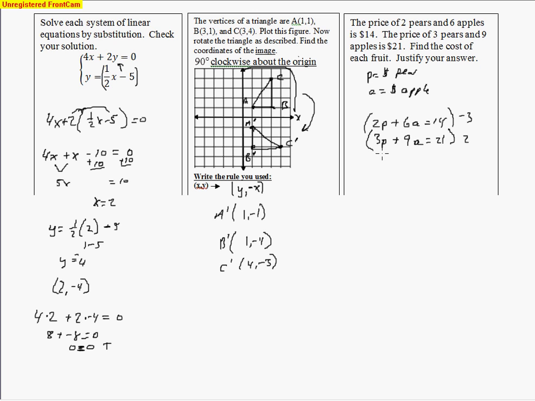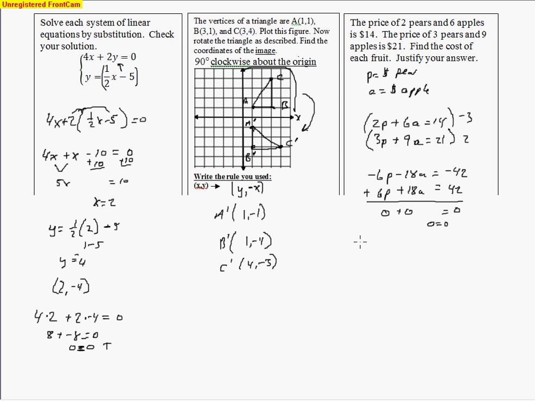So when I do that, I end up getting negative 6p minus 18a equals negative 42. And when I do this one, I get a positive 6p, so those are going to cancel out now, but I get a positive 18a and a positive 42. And so when I go ahead and add these two equations together, everything cancels, and I get 0 equals 0. And so what this means is that we had the same exact line. So I cannot determine what the answer is.